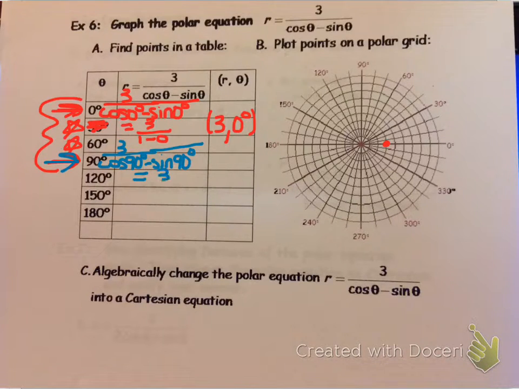So I have 3 over 0 minus 1. And so I get negative 3 at 90 degrees. And so that means that I'm going to go 3 units away from 90 degrees. So 1, 2, 3 units down away from 90 degrees. There's my 2 points. And that's all I need because I know that it's a line going into it. And so there's my line.